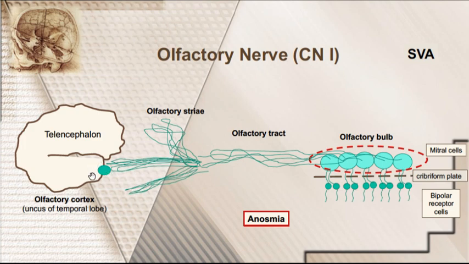Olfactory tracts are connected with the primary olfactory cortex located in the uncus of the temporal lobe. Anosmia is a result of lesion of the olfactory filaments that is common in fractures of the anterior cranial fossa.